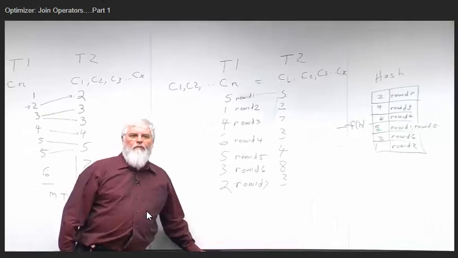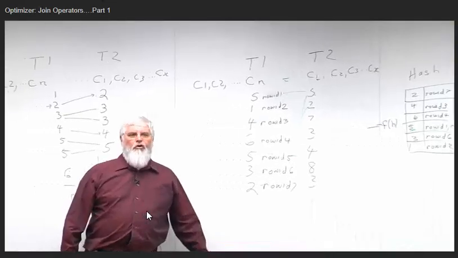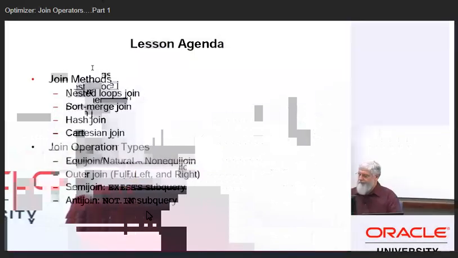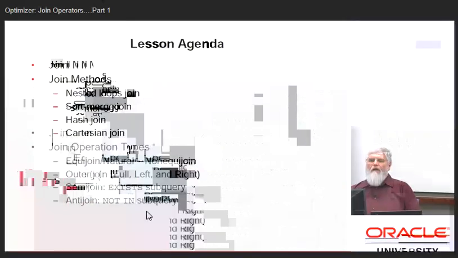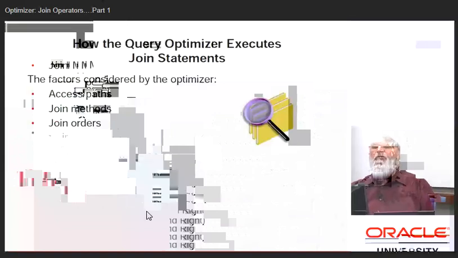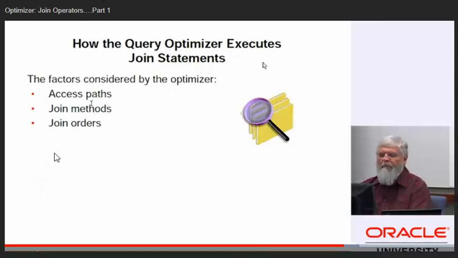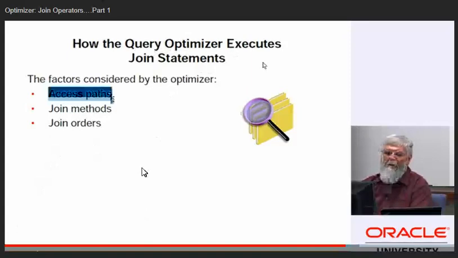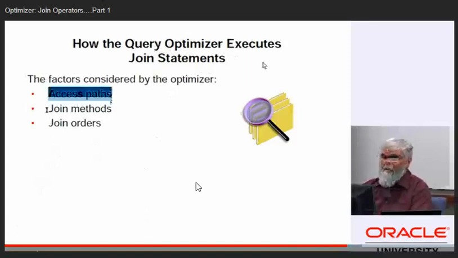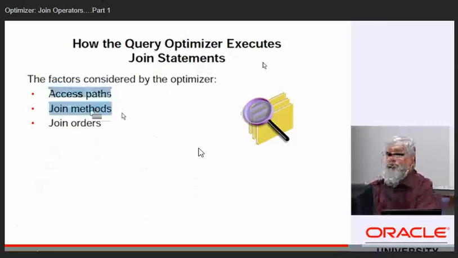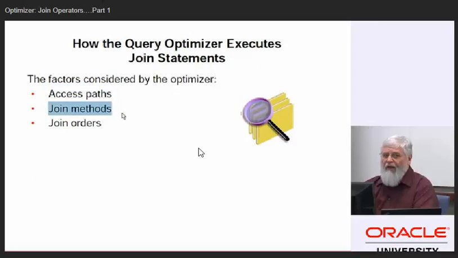Now we're going to proceed and have a look at the slides in here. So how does the query optimizer execute the join statement? It considers a number of factors. What's the best access path for particular tables? Can I use an index? Should I use a full table scan? What is the best join method for the volume of data and the type of join I'm actually doing? And what's the best join order that I should use? So it looks at all of them to decide what the best way of doing it is.